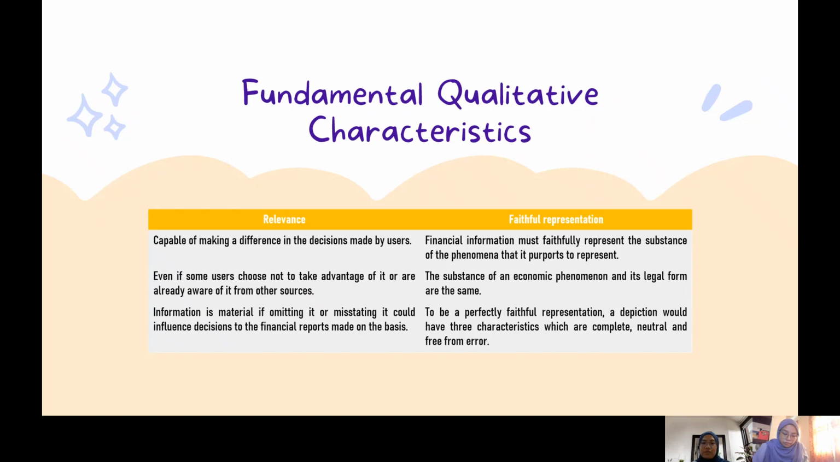The second one is faithful representation. Financial information must faithfully represent the substance of the phenomena that it purports to represent. The substance of an economic phenomenon and its legal form are the same in most circumstances. To be a perfectly faithful representation, a depiction would have three characteristics: complete, neutral, and free from error.